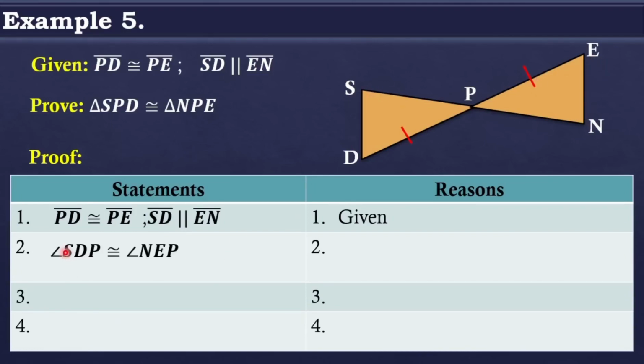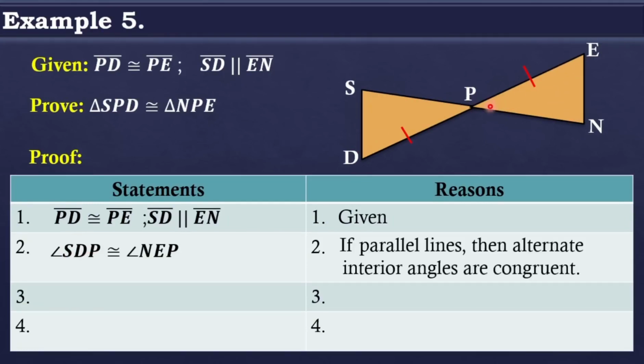So we have angle SDP is congruent to angle NEP. Okay? So reason, if parallel lines, since parallel po si SD at si EN, therefore these two angles are considered alternate interior angles. So again, kung nare-recall nyo yung concept ng parallel lines cut by transversal ng grade 7, so parallel ito, pag meron tayong parallel lines cut by transversal, so this will serve as our transversal, ito po ay nakaconsider natin as alternate interior angle. So kaya ang reason natin dyan, if parallel lines, then alternate interior angles are congruent. So congruent po itong angles na to, which is yung angle SDP and angle NEP.